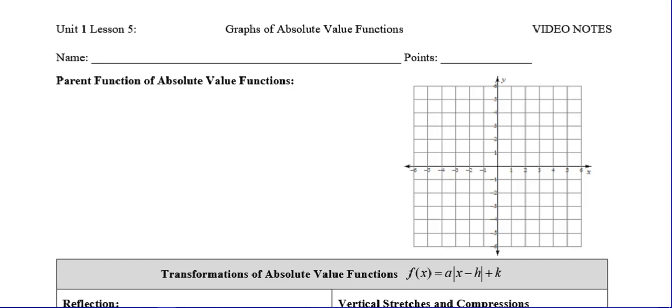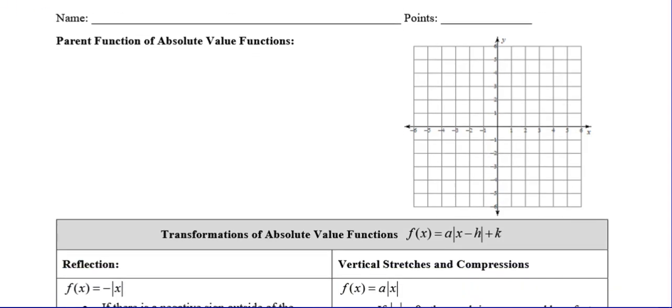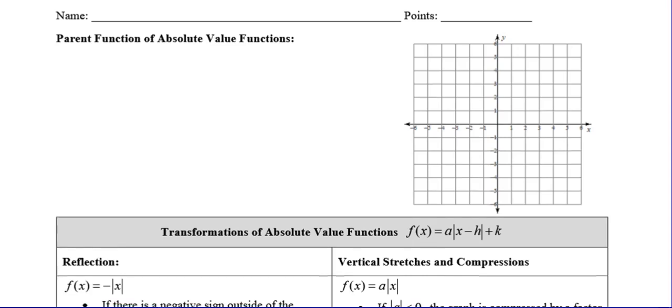So before we do that, we're going to take a look at the parent function. The parent function is just a very generalized form of the absolute value equation, and it looks like this: f of x equals the absolute value of x. So again, just a very simple equation that's not a lot happening.